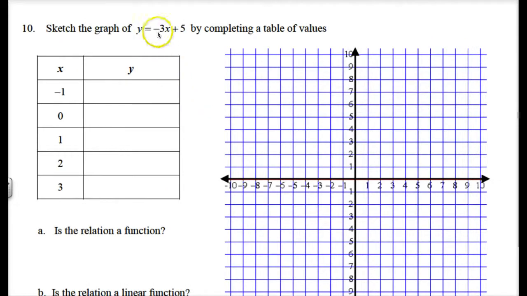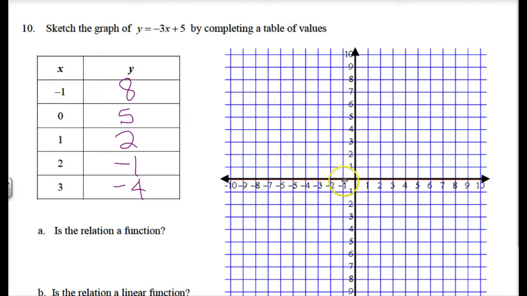Sketch the graph y equals negative 3x plus 5 by completing a table of values. So I showed you that fancy way of doing it on your calculator. This is fairly simple, so we probably don't need to do that. So negative 3 times negative 1 is 3, plus 5 is 8. Negative 3 times 0 is 0, plus 5 is 5. Negative 3 plus 5 will be 2. Negative 6 plus 5 is negative 1, and negative 9 plus 5 is negative 4.